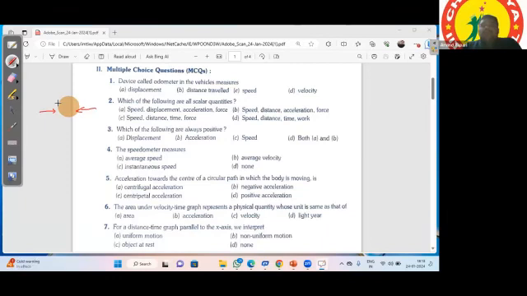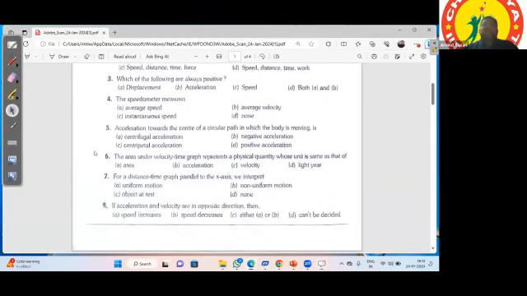Now, which of the following are always positive? Sir, is it speed? Yeah, speed is always positive. Displacement and acceleration can be negative. They are vector quantities, so all the vector quantities can be positive or negative or can be zero. Then the speedometer measures, so what does the speedometer measure? Average speed, average velocity, instantaneous speed, or none of them?